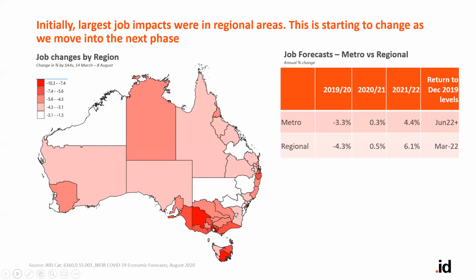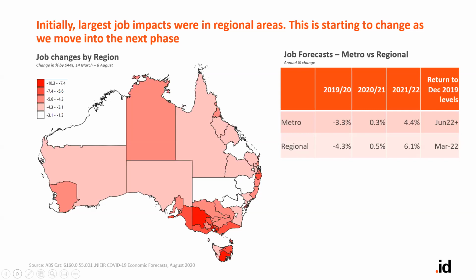Now let's look at those regional impacts. So initially, the largest job impacts were in regional areas. However, this is starting to change. And part of that legacy was because of those bushfires and drought. But as we're moving into the next phase and we're looking at that household spending and we're looking at that reduction in R&D spending, it's starting to hit those more metro areas.